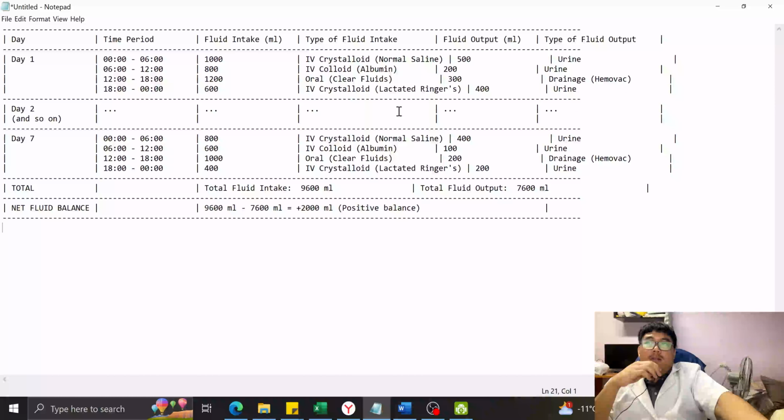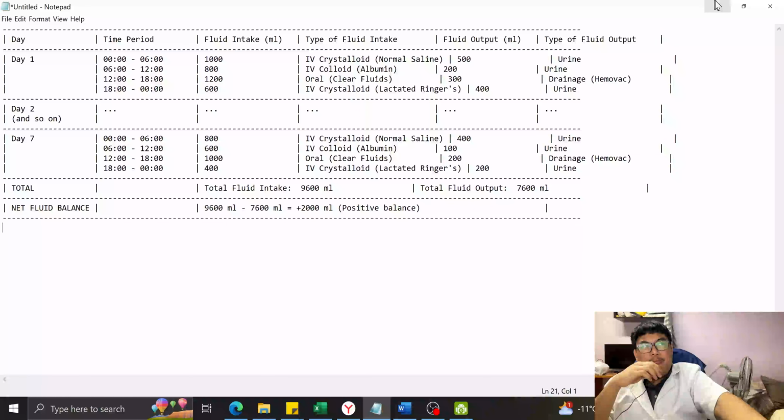And at day 7, based on the vital signs, we see that the patient is improving, so we lessen the fluid intake: normal saline 800, albumin 600 milliliters, lactated Ringer's 400 milliliters, and we also calculate the total fluid output. In total, the fluid intake is 9.6 liters and the total fluid output is 7.6 liters. So in total, we achieved a positive balance, and the patient's fluid loss has been corrected.